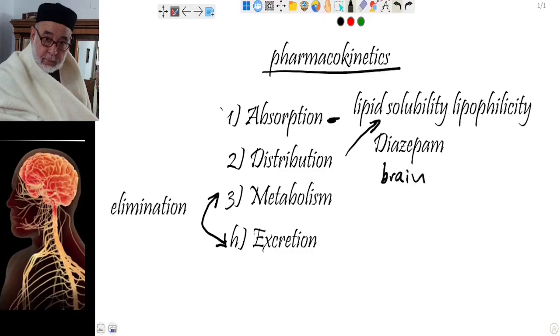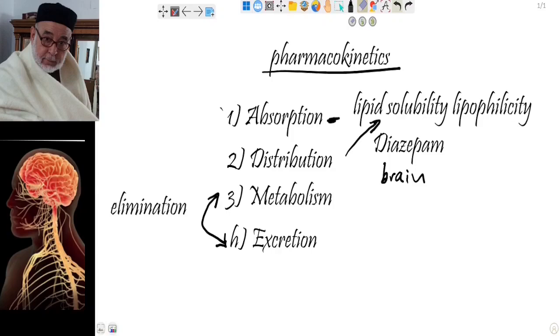If it has high lipid solubility, that means it will enter the brain fast, and this will reduce what's known as the fast on, fast off phenomena. Okay? Once they are distributed, benzodiazepines will be metabolized according to their polarity.